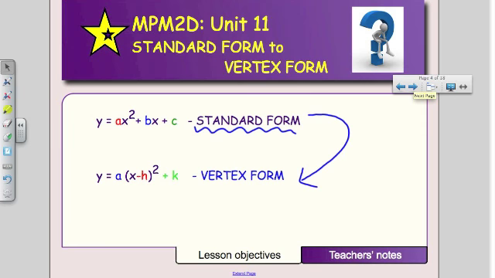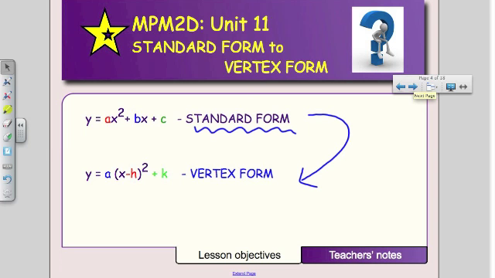Vertex form is much more useful to us. So whenever you have a problem asking you for a maximum value or a minimum value of a particular situation, you always need your equation in vertex form. As I mentioned before, it's an important skill, and in grade 11 you are going to be doing this constantly, so you need to know the process.